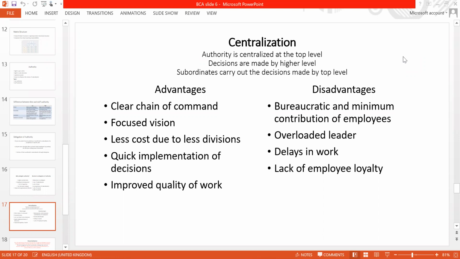Now, talking about the disadvantages, it's very bureaucratic. A centralized system is a bureaucratic system, right? A bureaucratic system means, does anyone remember bureaucracy? Does anyone remember Max Weber's bureaucracy theory?